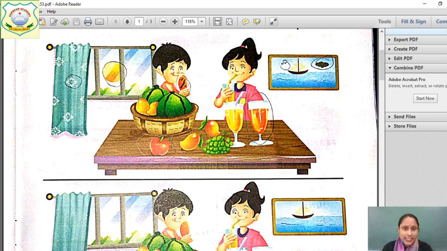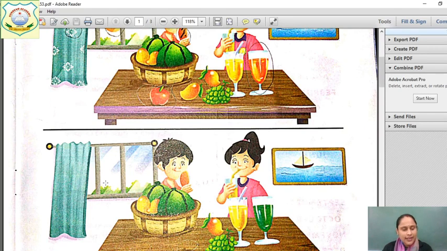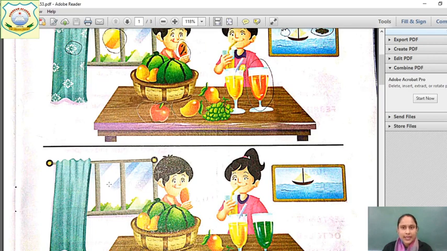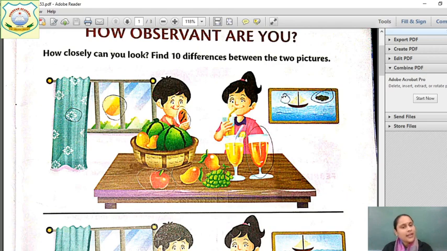Then in the next picture children you can see there is a sun out through the window. Yes, there is a rising sun which we can see from the window, whereas in the next picture you cannot find any sun, right? There is a sun which you can see from this window, whereas in the another picture there is no sun seen, right? So there is again a remarkable difference. So you have to circle it with the help of pencil.